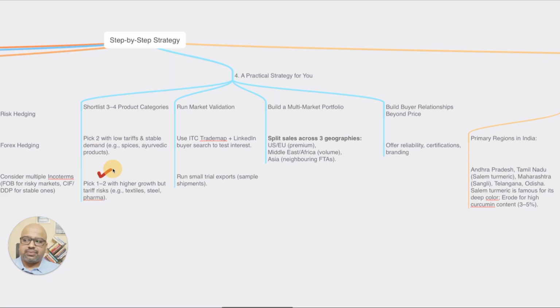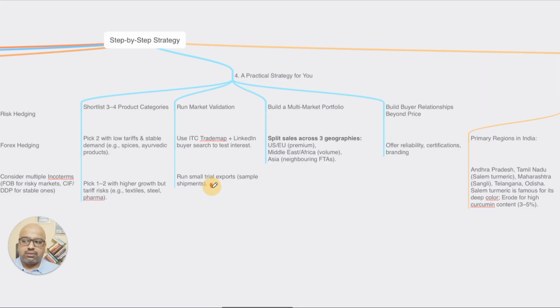Pick something like a dynamic product, where tariffs are maybe huge, but still has growth, 1 or 2 products from there. So at least 4 products you can start working on and then see what makes sense, and then start looking for the diversified markets where you have better options. Run market validations. You can use ITC Trade Map or LinkedIn Buyer Search, testing, text them and see what they have to say.